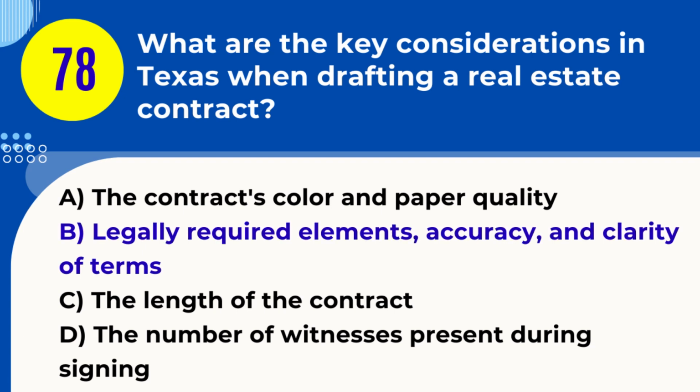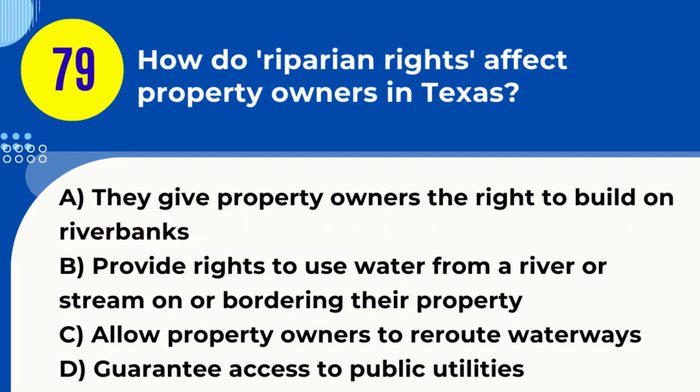Answer: B. Legally required elements, accuracy, and clarity of terms. Explanation: Key considerations when drafting a real estate contract in Texas include ensuring that it contains all legally required elements, such as property description, price, and party signatures, accuracy in detailing the agreement, and clarity of terms to prevent misunderstandings and legal disputes.